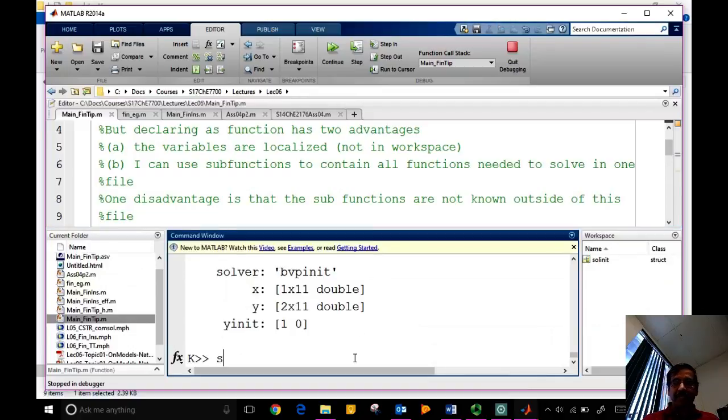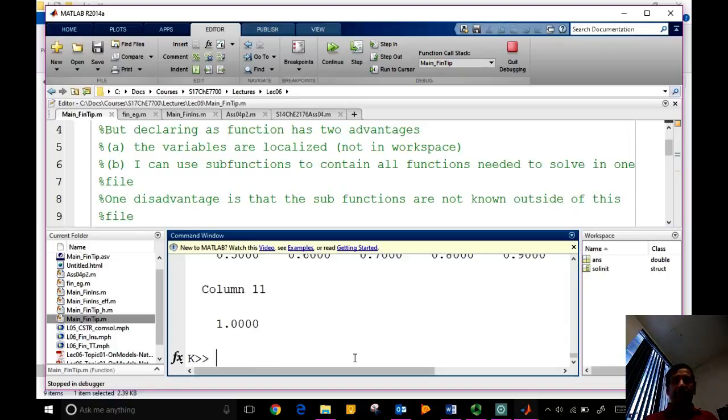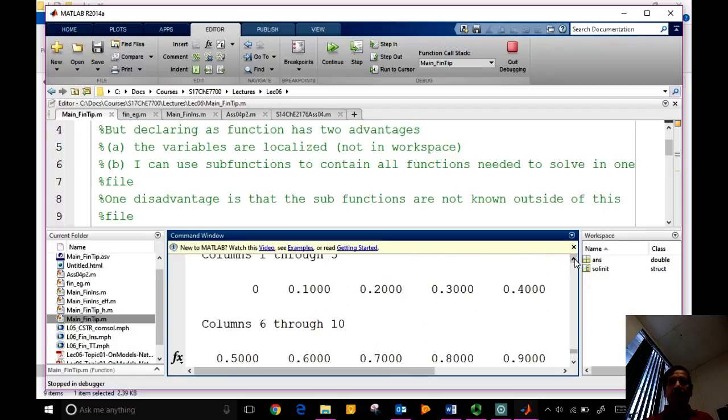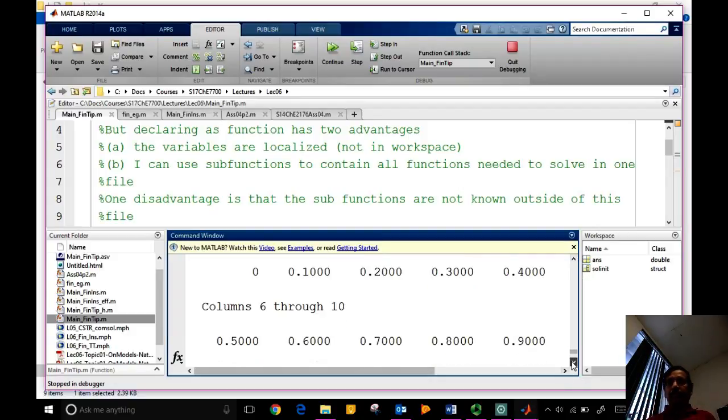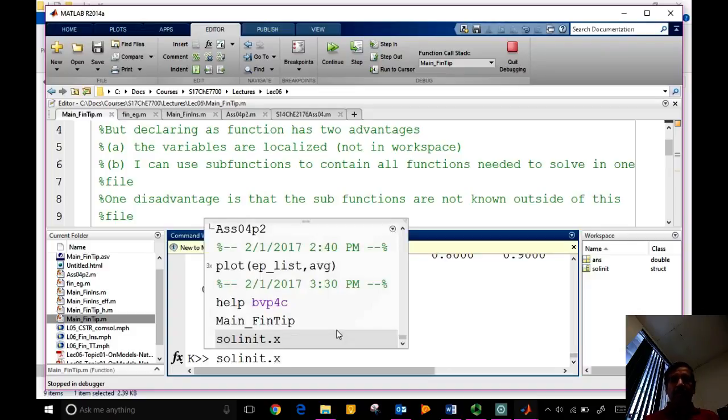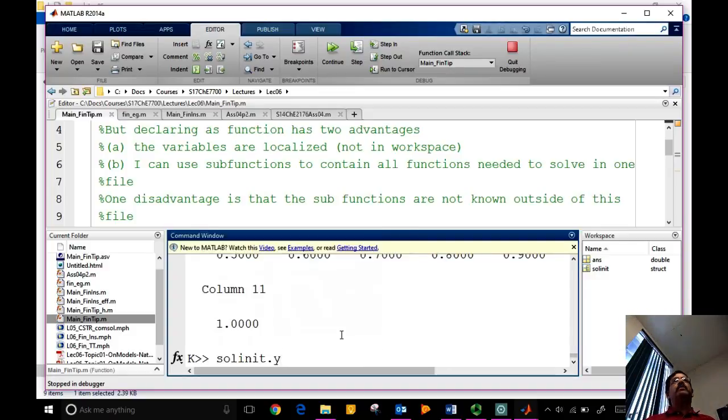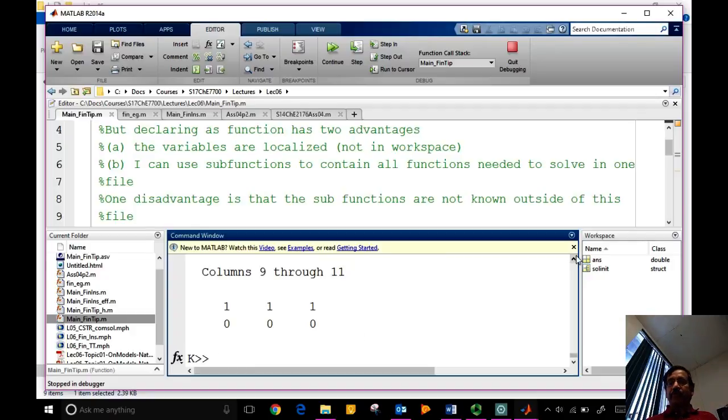So for example, I can say sol init.x, and I'm asking what is that variable, and it gives me these 11 numbers going from 0. So that's my grid, 0, 0.1, 0.2, 0.3 in the independent variable x, right? So what would I get if I do sol init.y? So we'll get a 2 by 11 matrix. y is the dependent variable, the vector, right? So that contains y1 and y2. Okay, y1 is theta, y2 is theta prime. So it has guesses for those.